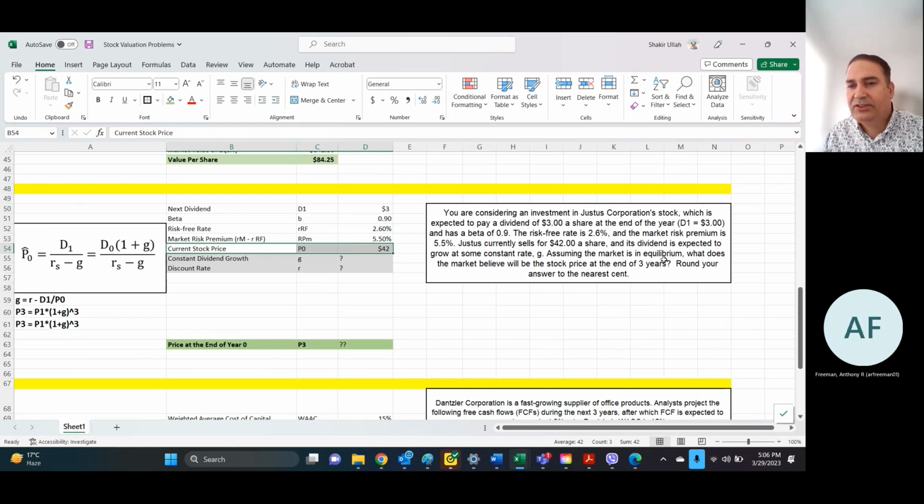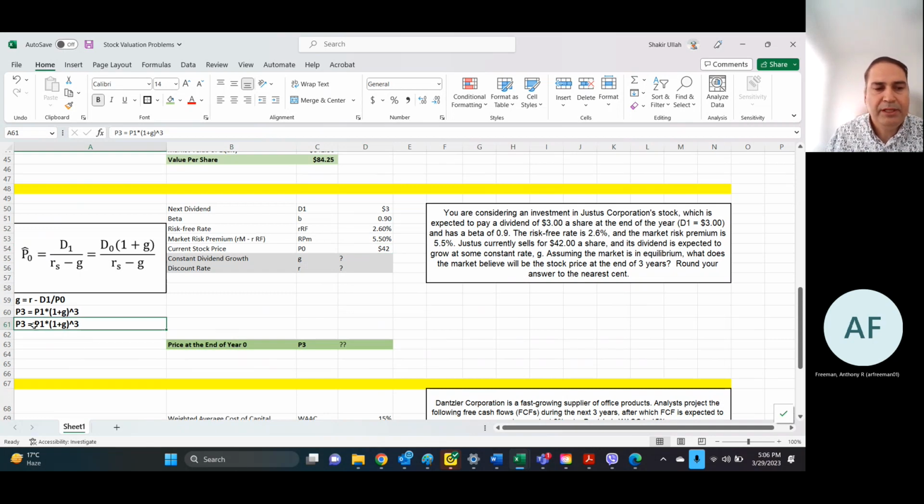Assuming that the market is in equilibrium, what does the market believe will be the stock price at the end of 3 years? We have 3 years and we have the current price. Now it becomes quite simple if we have the information. We can use this formula: P3 would be equal to P1 multiplied by 1 plus the growth in the dividend, which is also the same as the growth in the stock price, raised to the power of the number of years. So we can use this formula to find P3.